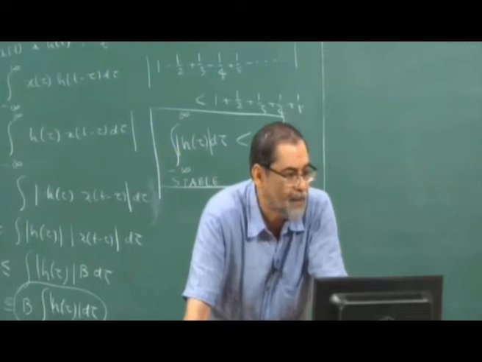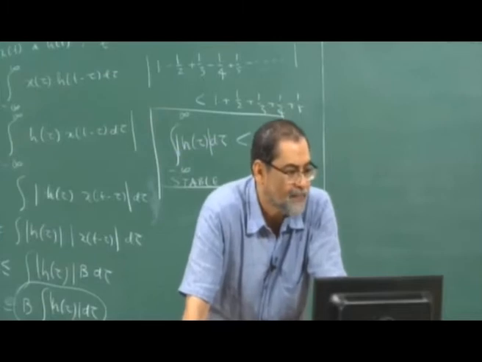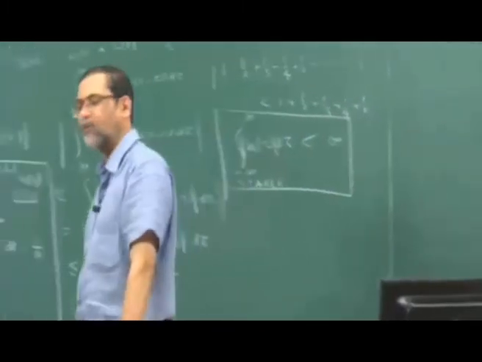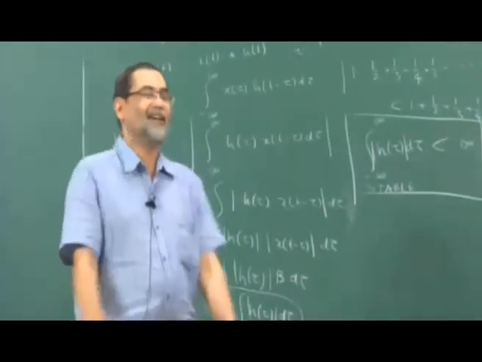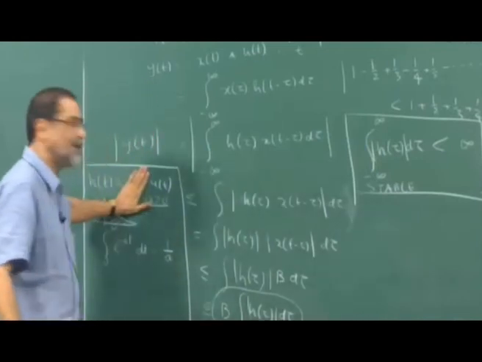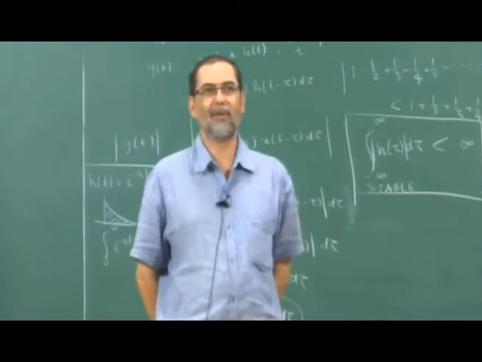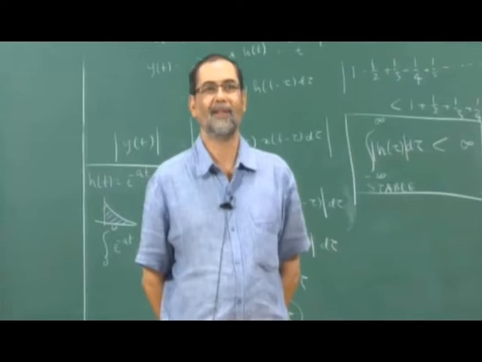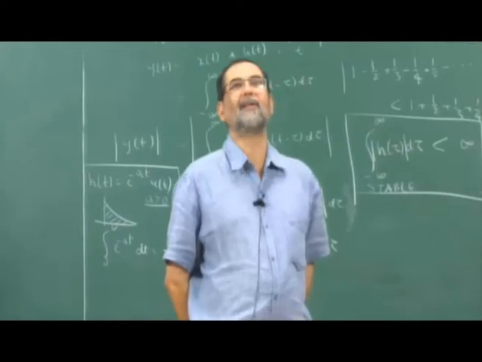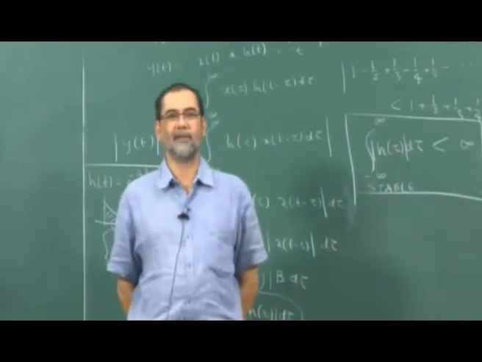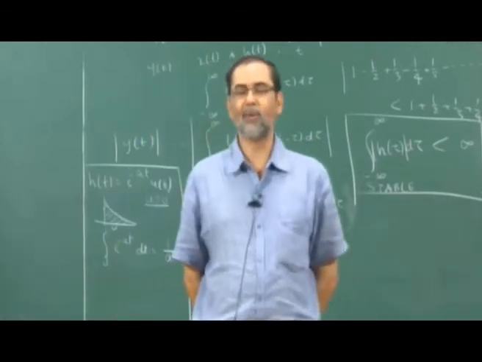Then from another college, if h of t is u of t, is it stable or not? Okay, killer question. This is a complete killer question. I won't answer the question. I want you to tell me if h of t is u of t, is it absolutely integrable or not? Just based on that, you tell me whether it's a stable system or not. So I will not answer it straight away. I leave it to you to figure out and then come back and argue with me one way or the other. So first find out if h of t u of t is absolutely integrable.